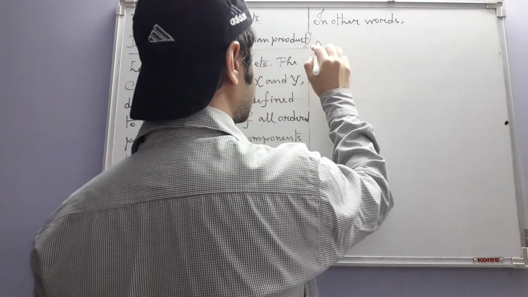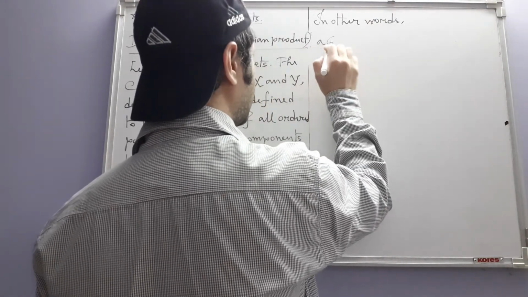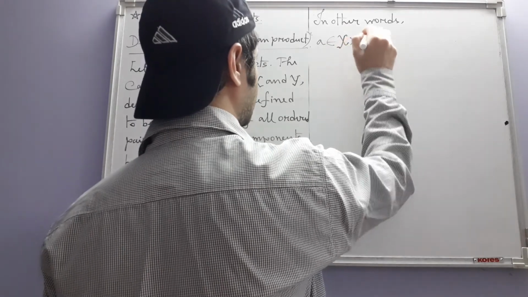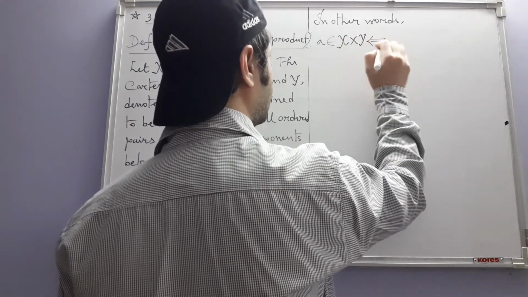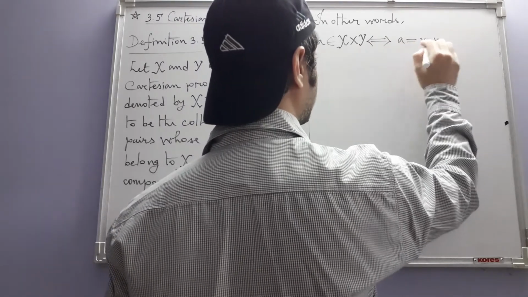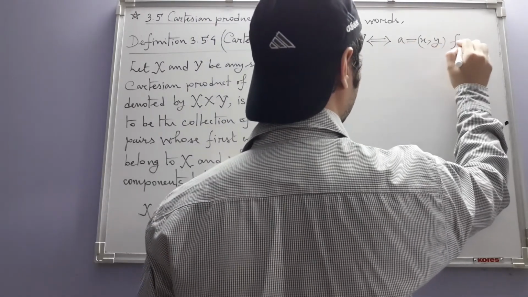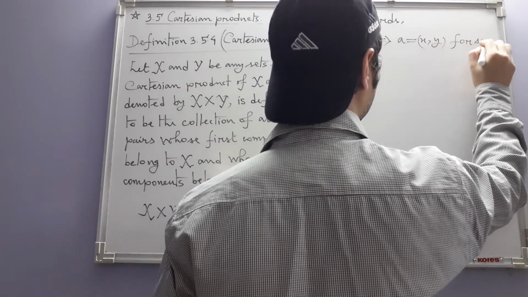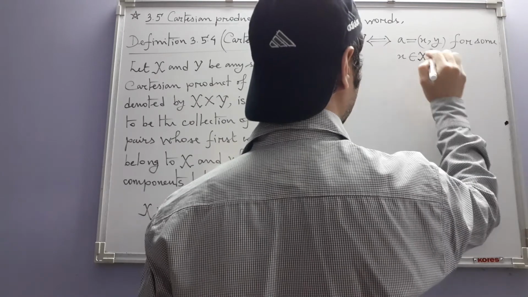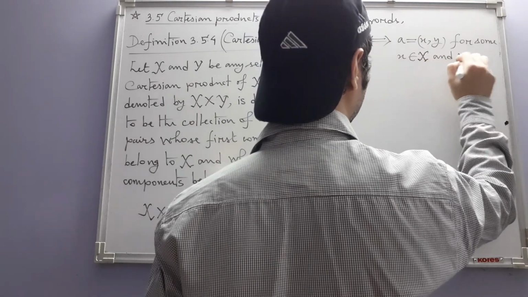In other words, an object A belongs to the Cartesian product X cross Y if and only if A is an ordered pair (x, y) for some x belonging to X and y belonging to Y.